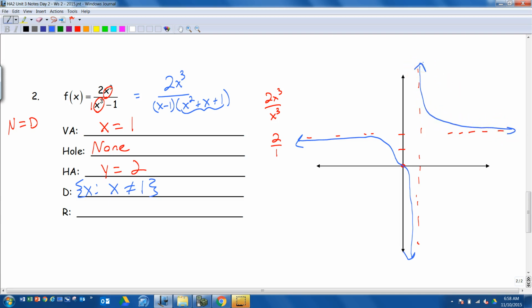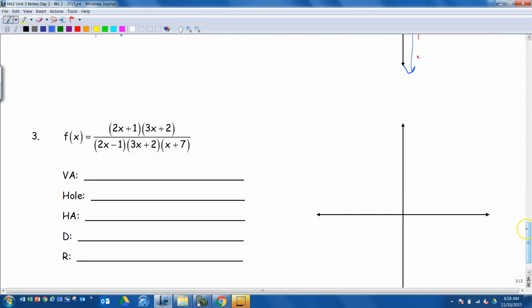Okay? So, the range. It's just what can the graph not go through. And if you look, does the graph go through the horizontal asymptote, y equals 2? No, it never crosses it. But the graph exists everywhere else. So we'd say the y just cannot be 2. Since there's no hole, that doesn't matter. So that's it. And one more.